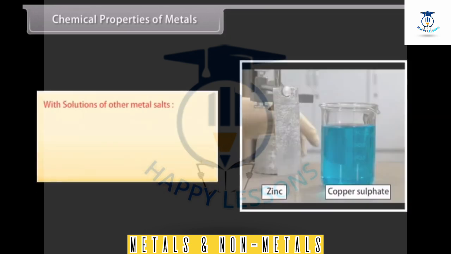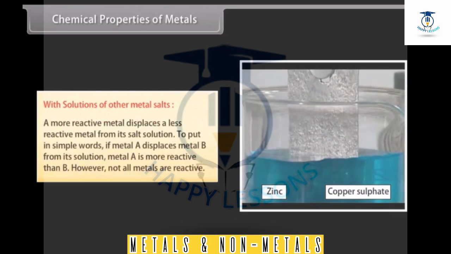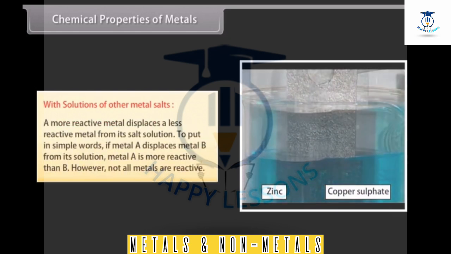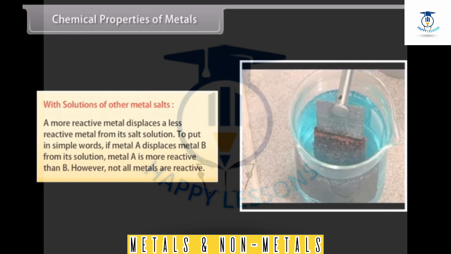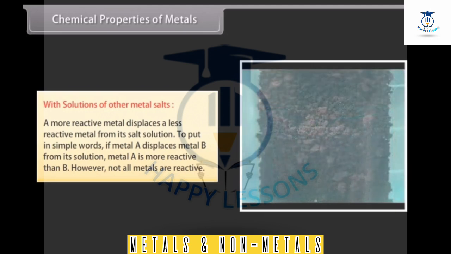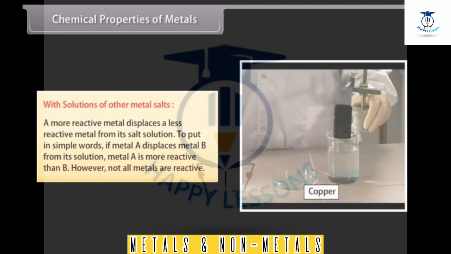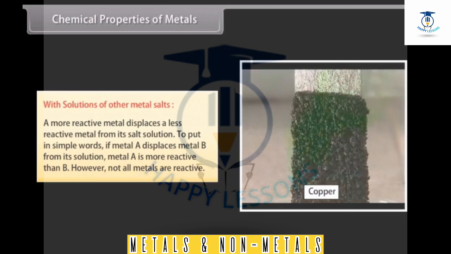With solutions of other metal salts. A more reactive metal displaces a less reactive metal from its salt solution. To put it in simple words, if metal A displaces metal B from its solution, metal A is more reactive than B. However, not all metals are reactive. In this reaction, the copper contained in the copper sulfate is replaced by zinc.